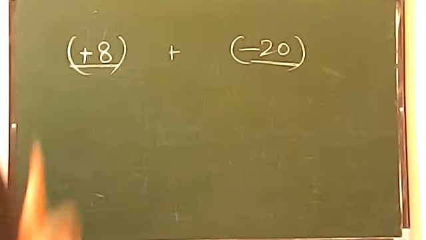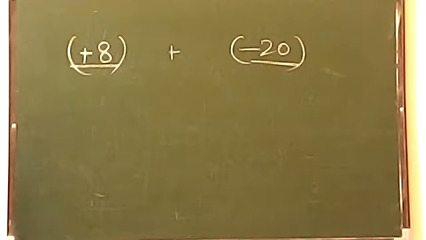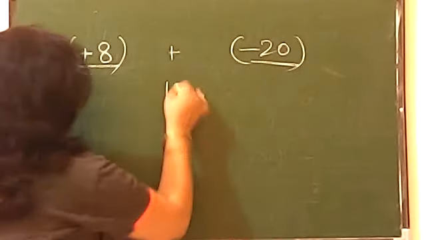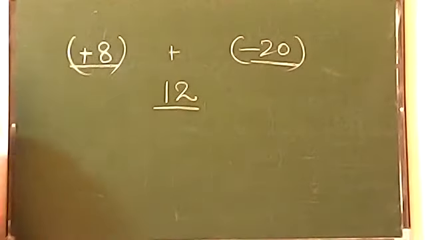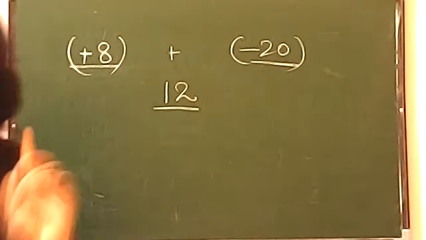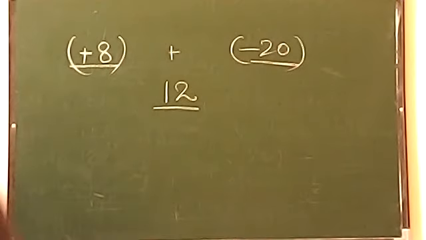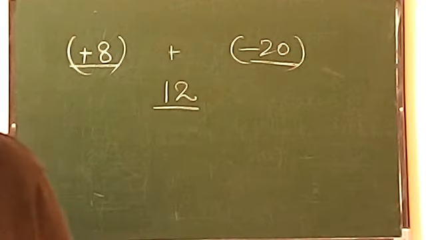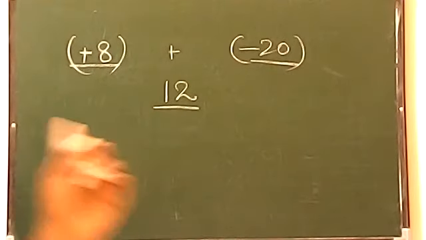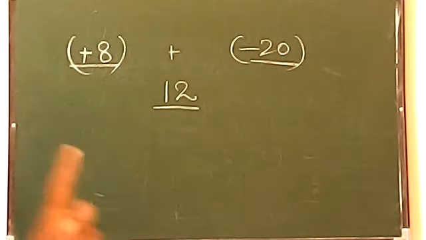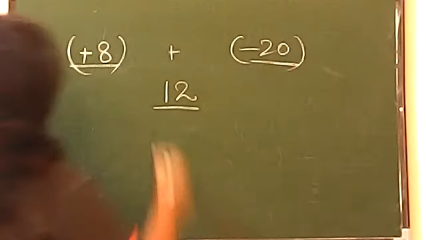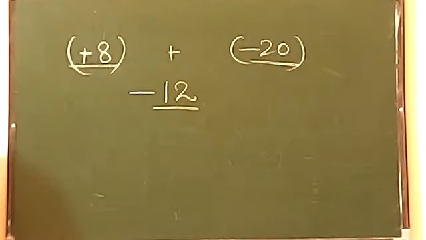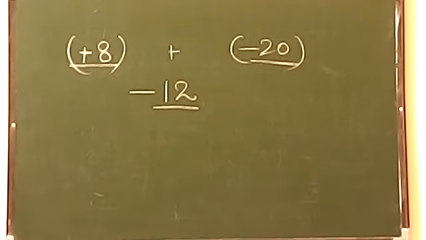ठीक है, तो 20 में से जब 8 सब्ट्रैक्ट होगा तो आंसर आएगा 12. ठीक है, आंसर आ गया 12. And remember who will win, साइन किसका आएगा? जिसके नंबर्स ज्यादा होंगे. यहां पर किसके नंबर ज्यादा हैं? 20 के नंबर ज्यादा हैं. So answer आ जाएगा -12. This will be the answer for this particular question.